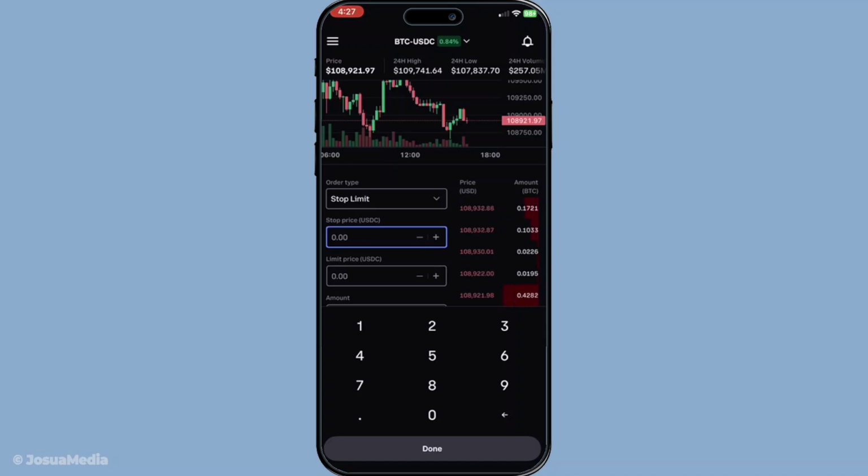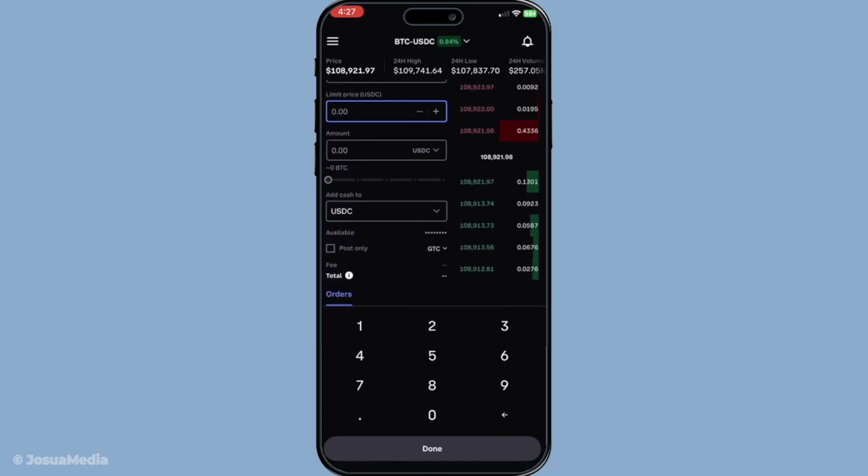This is your desired price for selling or buying once the stop price is triggered. It's important that you set this close to your stop price, though slightly lower for a sell order, or slightly higher for a buy order to ensure the order gets fulfilled.